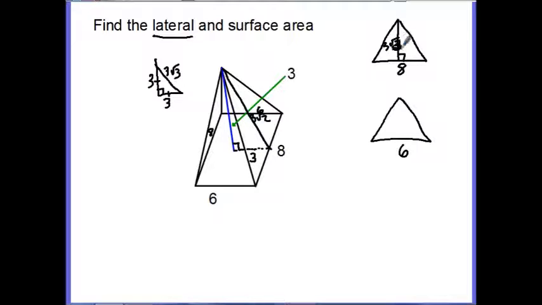Now, I'm going to erase this so we can see what else is going on. That's all well and good for that, but now we also need to know what the height is of my front and back triangle. Now this one looks a little bit more awkward when I draw it.